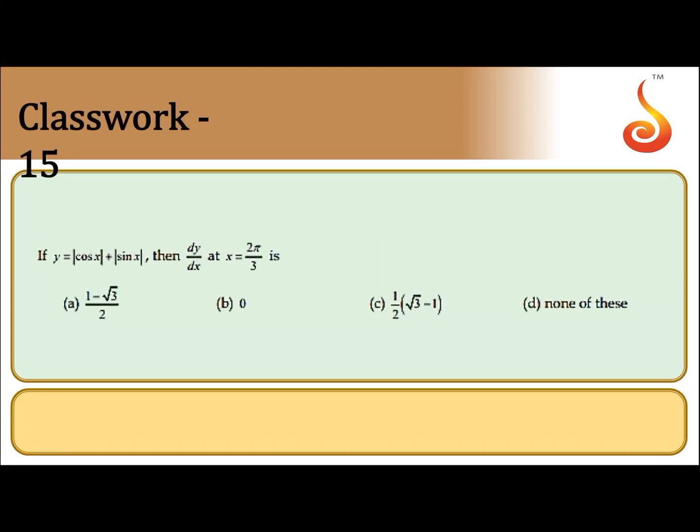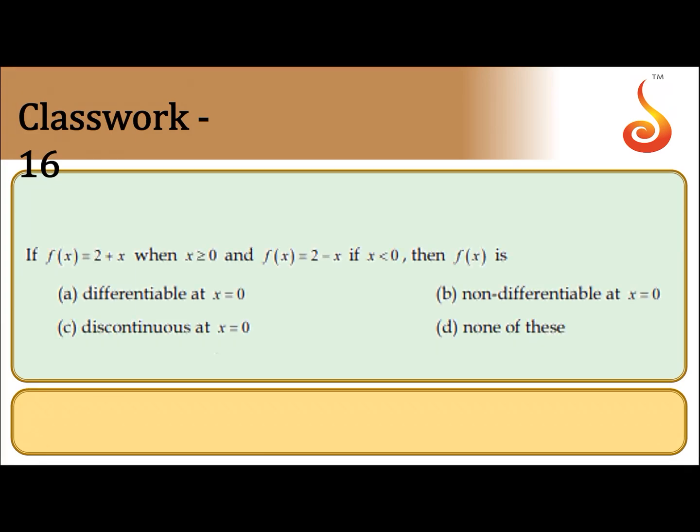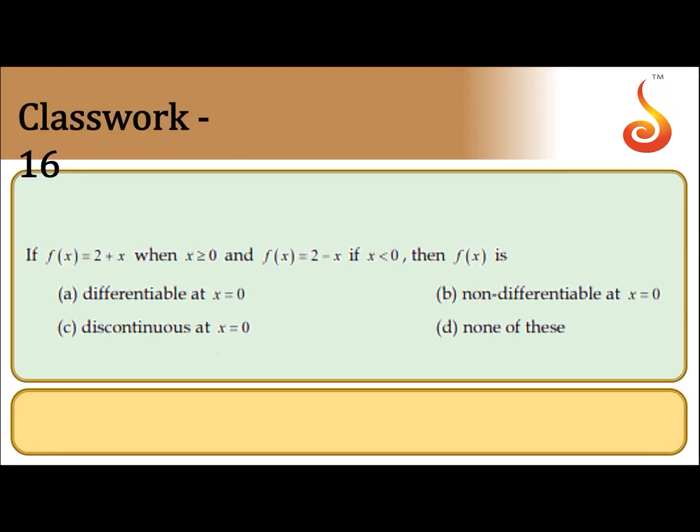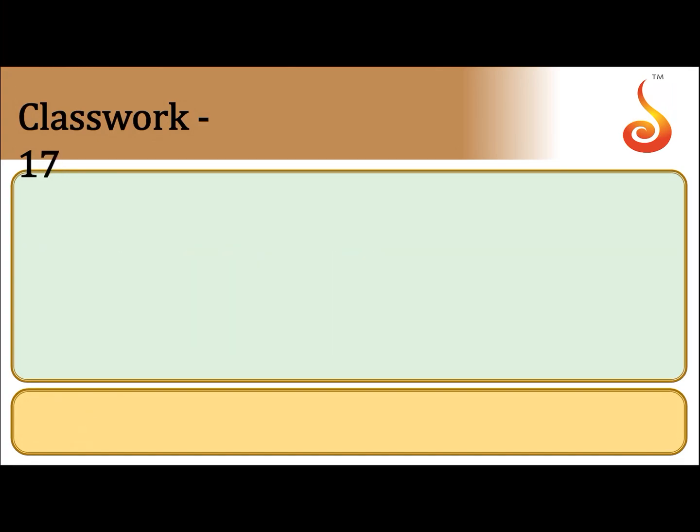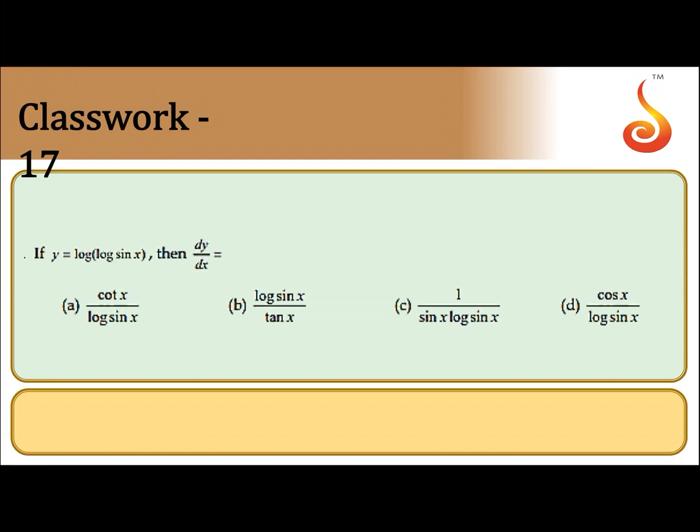So the answer is root 3 minus 1 by 2, option C. Coming to the next one, f of x equals 2 plus x when x is positive and 2 minus x when x is negative. Why don't you consider the derivative? It is 1 when positive and minus 1 when negative. Clearly, it is not differentiable at x equals 0.